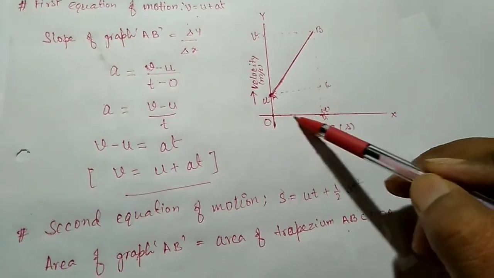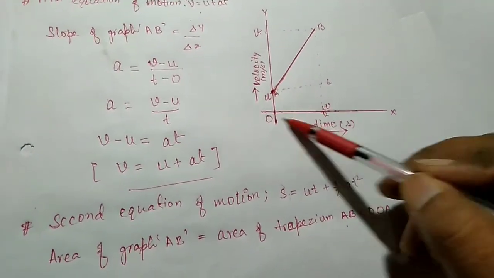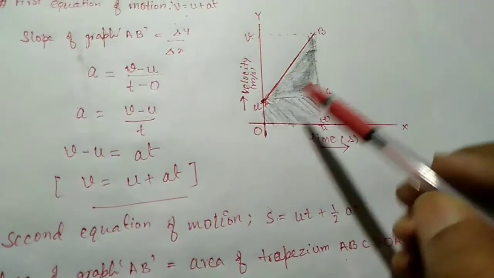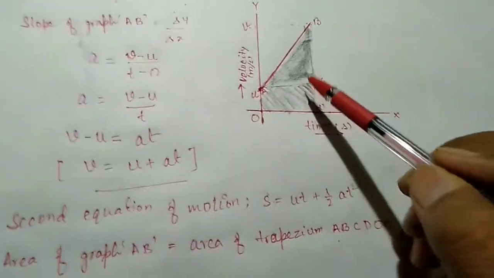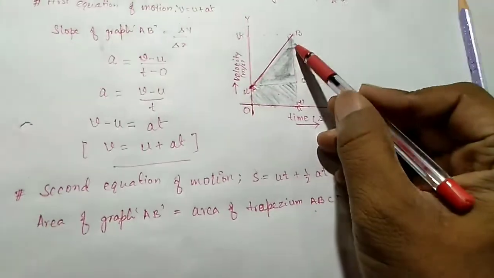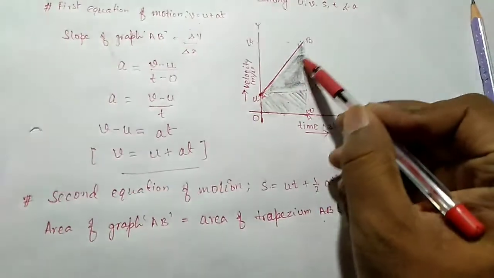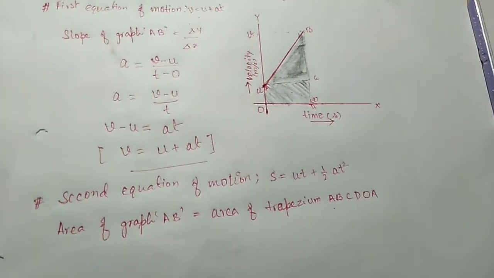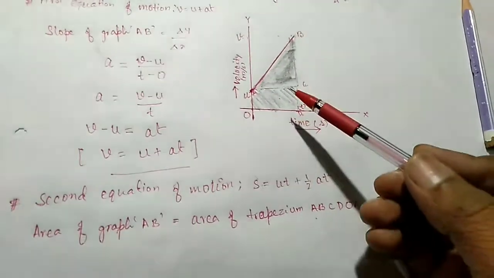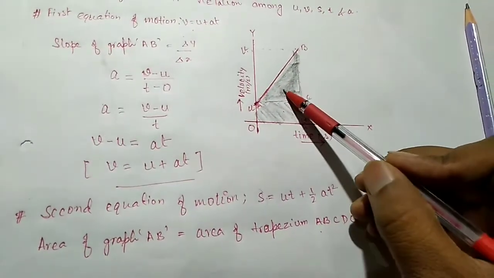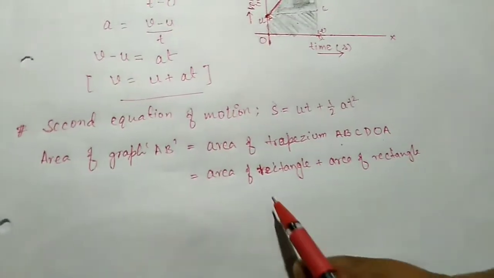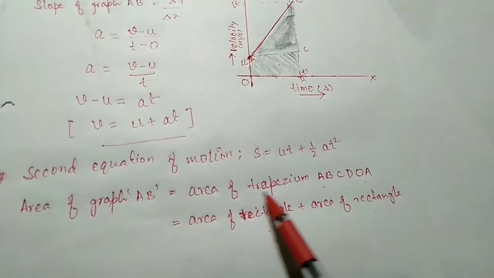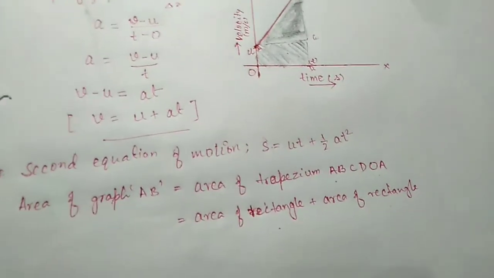ABCDOA. So if we are considering the area of trapezium, you can calculate it, but you can also split this into two parts. Here you can see two figures, one is a triangle, one is a rectangle, or simply you can see a trapezium. If you are able to calculate using the formula of trapezium, you are welcome, you can. But if you are unable to do that, you can split it into the triangle and the rectangle. So on splitting, the area of triangle plus area of rectangle.